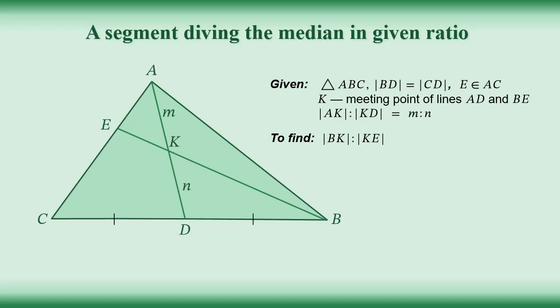The ratio of segments AK and KD is M to N, where M and N are parameters whose values are known. And we need to find the ratio of segments BK and KE. I guess some viewers will try to find this ratio based on the ratio of areas, given that for two triangles having a common altitude, the ratio of areas is equal to the ratio of bases.